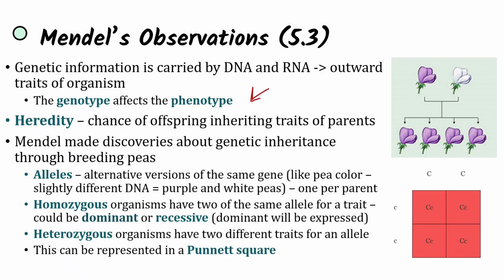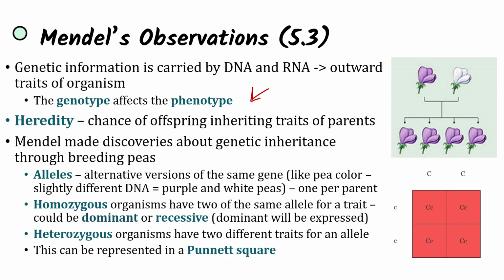And heredity, which is the title of this unit, is the chance of offspring inheriting the traits of parents. So what is the chance that the offspring is going to inherit certain genes, certain DNA, that will then contribute to a phenotype that makes them look like a parent or not? And so Mendel made discoveries about genetic inheritance through breeding pea plants, both through the flowers and the pea pods. And so his observations include the following.